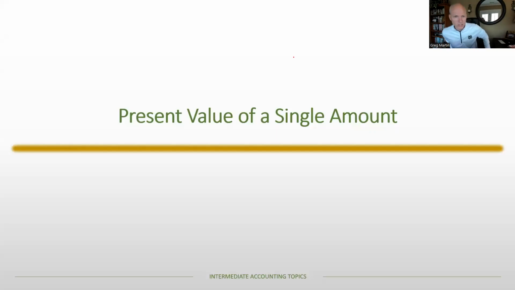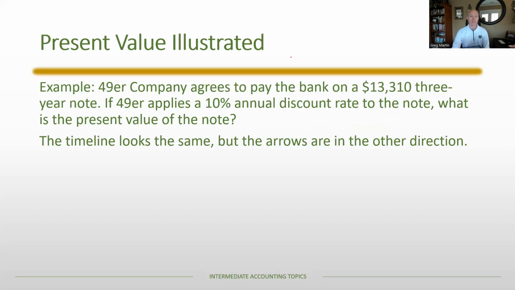Okay, so the next lecture here is the present value of a single amount. We had just done future value of a single amount. Now we're going to do present value of a single amount. Let's walk through it. We're going to use the same process. I feel like having a framework for learning is important, so we're just going to work through the same framework every single time.